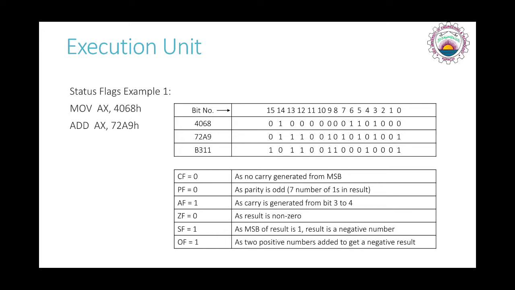And overflow flag will be having 1 because we have added here two positive sign numbers. MSBs are zeros for the numbers 4068 and 72A9, but in the resultant number you are having sign bit 1, so there is overflow generated within this calculation.